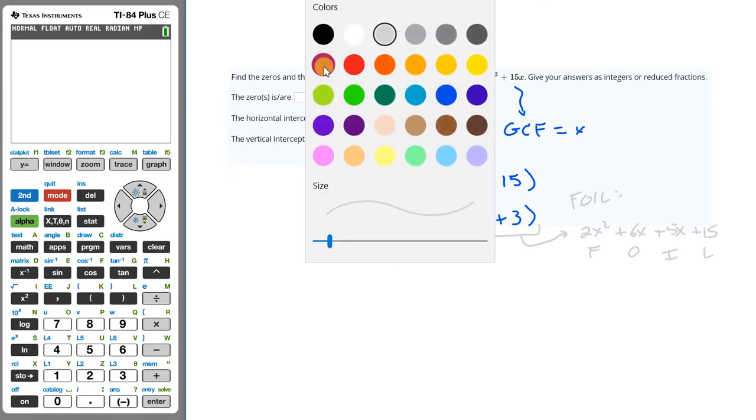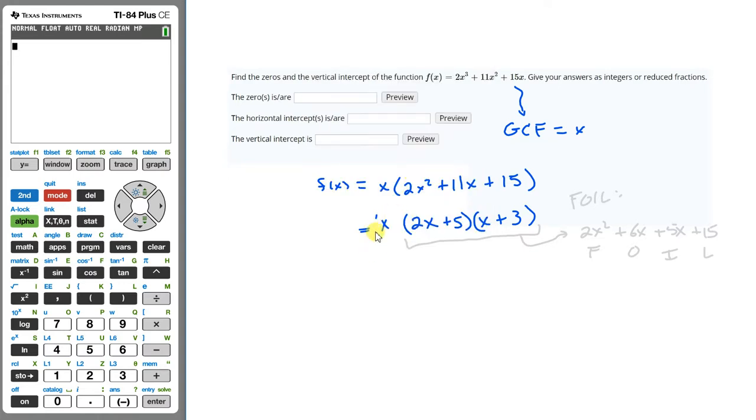Don't forget, though, that there's also an x out front because we pulled that out as our greatest common factor initially. So there's my factorization. There's no more powers left. When there's no powers left, you're fully factored. So what are your x-intercepts? Just set each factor equal to 0. Whenever a factor is 0, you get an x-intercept, okay? Or 0 of the function. So already solved.